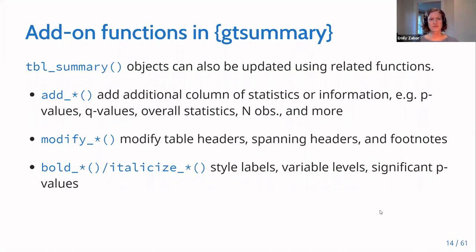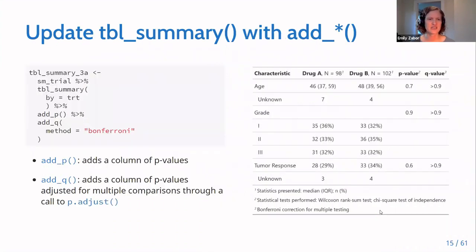So those are arguments to the table summary function itself, but now we also have add-on functions, and these are sort of things you do after the fact. So you create your table and then you're doing more customization to it after the fact. So there are 3 basic classes of add-on functions. There are add functions, which add additional columns of statistics or information, modify functions, which can modify different parts of the table, like the headers or the formats of the footers. And then there's bold and italicize, which does exactly what it sounds like they do, to style labels or levels or bold significant p-values. So I'll show examples of some of these.